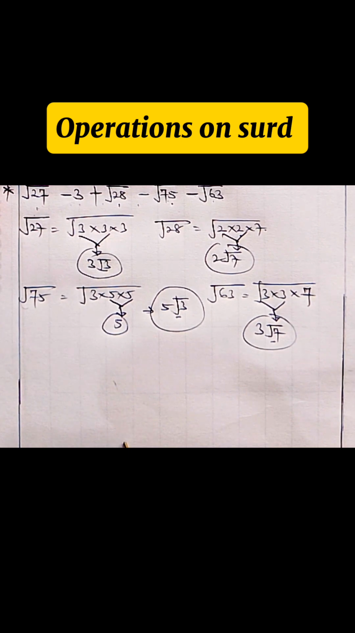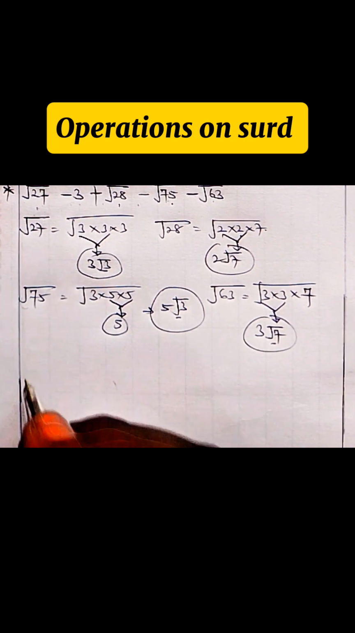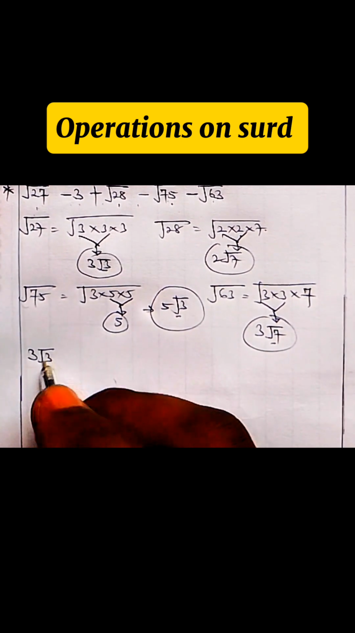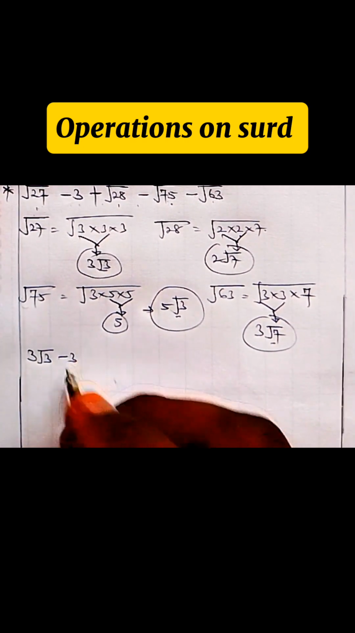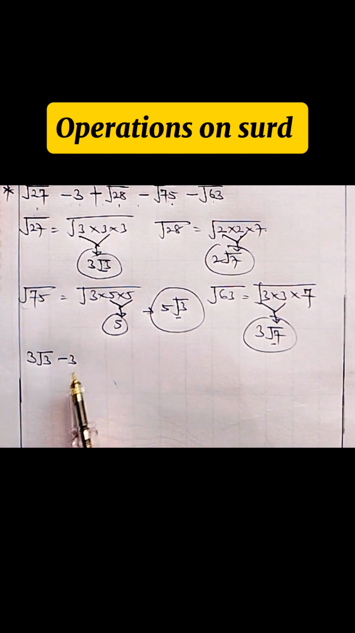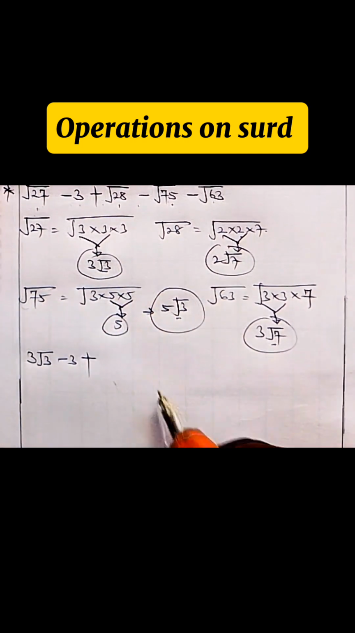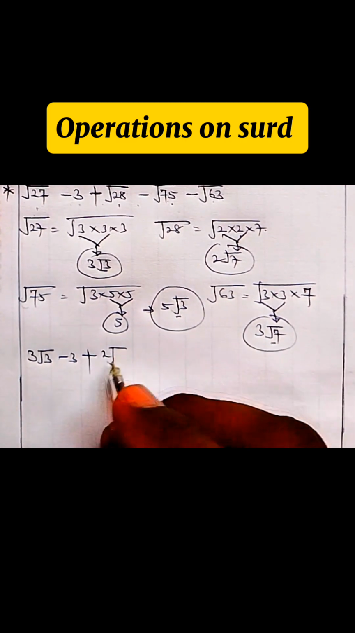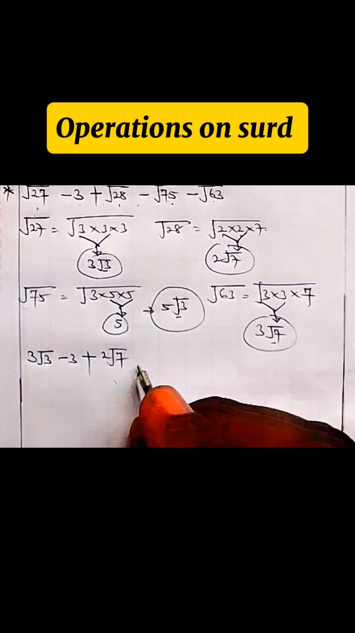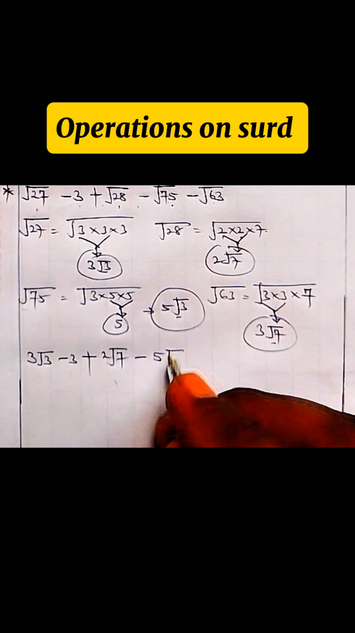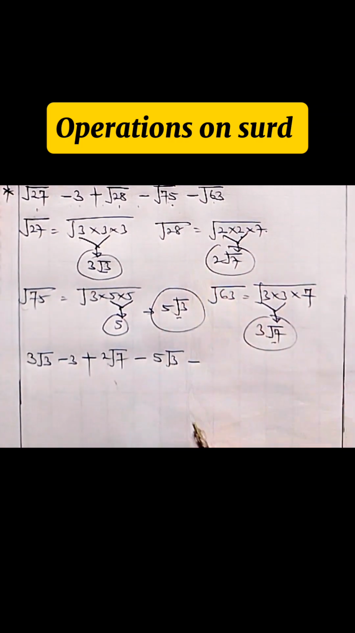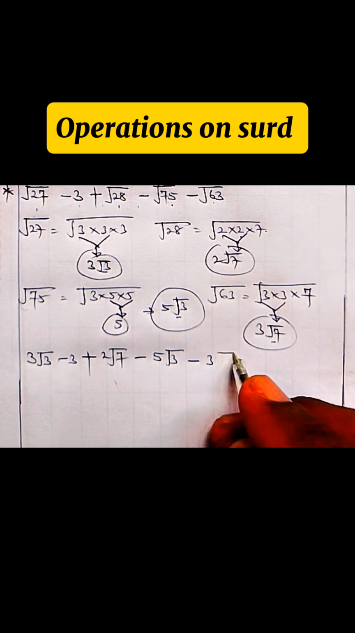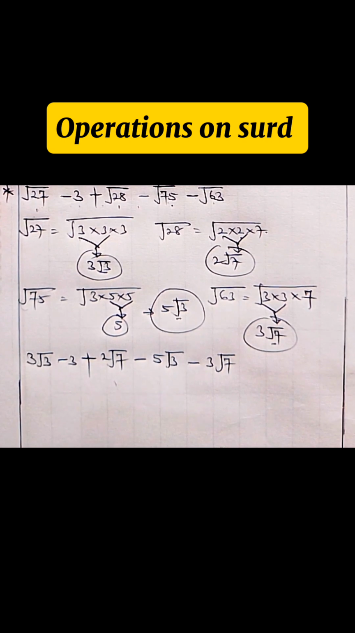We bring them all together. So root 27, which is 3 root 3, minus 3 is right here. This is just a rational number, single on its own. And then root 28, that's 2 root 7. Then minus root 75 is minus 5 root 3. Then minus root 63 is minus 3 root 7. So all is set.